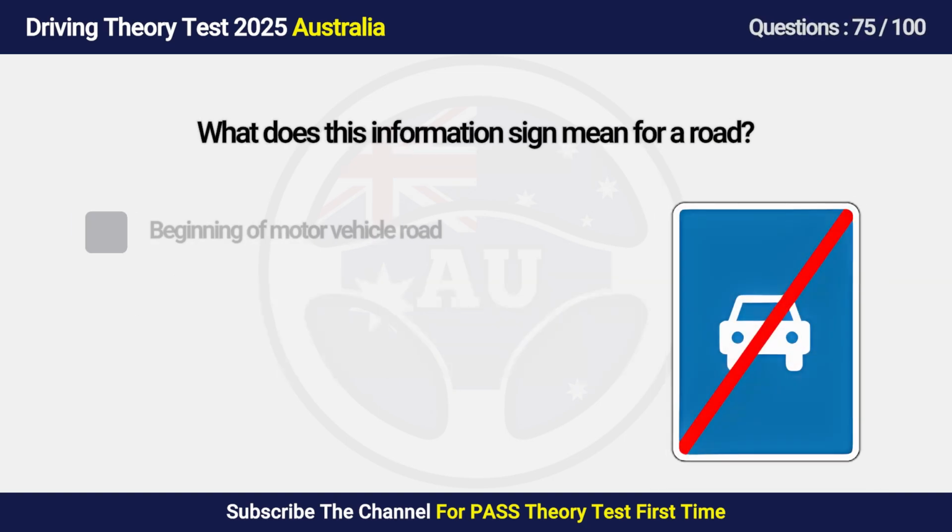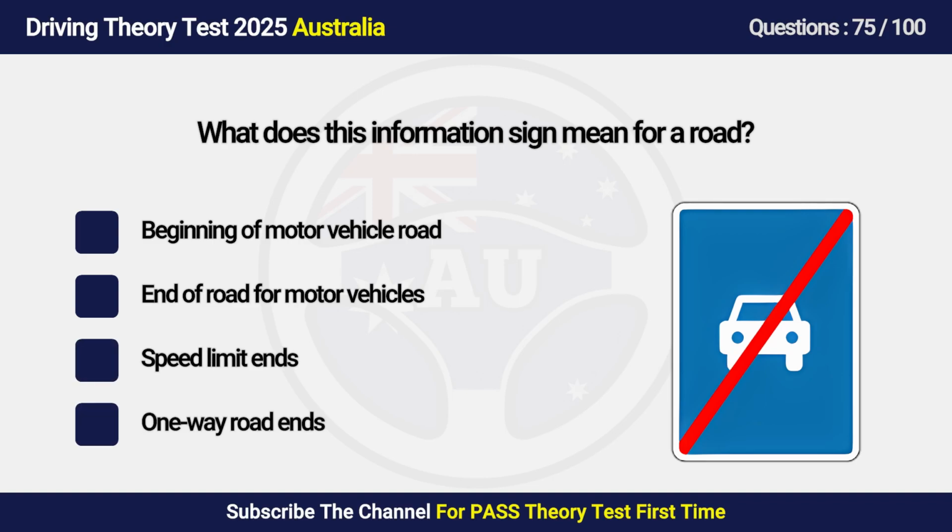Question 75. What does this information sign mean for a road? A, beginning of motor vehicle road. B, end of road for motor vehicles. C, speed limit ends. D, one-way road ends.